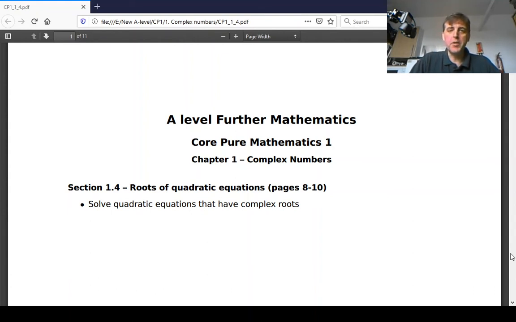We're working our way through chapter 1, which is to do with complex numbers, and in this video, section 1.4, we're going to look a lot more closely at quadratic equations when they have complex roots, but also we're going to be looking at quadratic equations in general and some of the properties which we may not have made use of before.